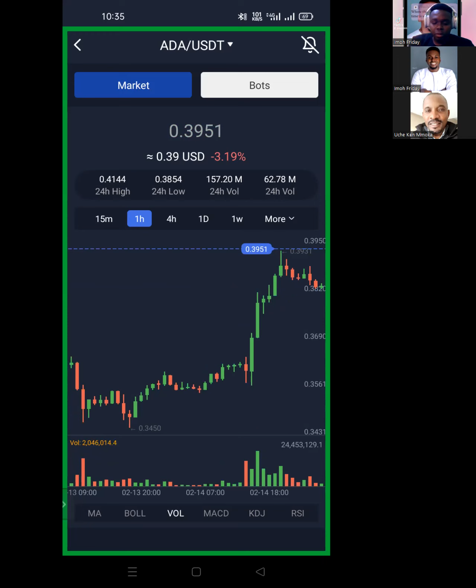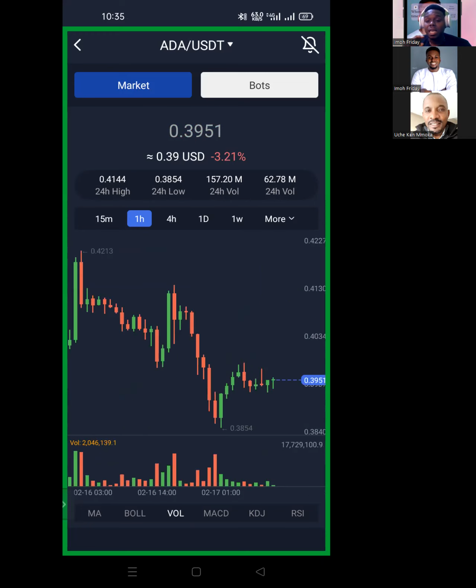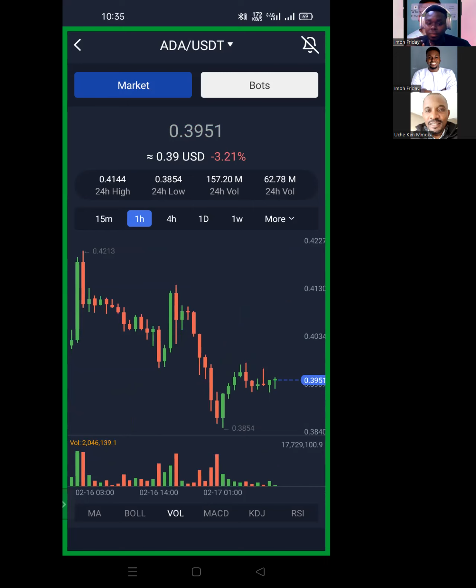So what preventive measure does this app have? It allows you to set your stop loss. Saying that if this market goes below, like the lowest price is 0.3854, if it goes below 0.3854, you can set the amount, say, please stop.